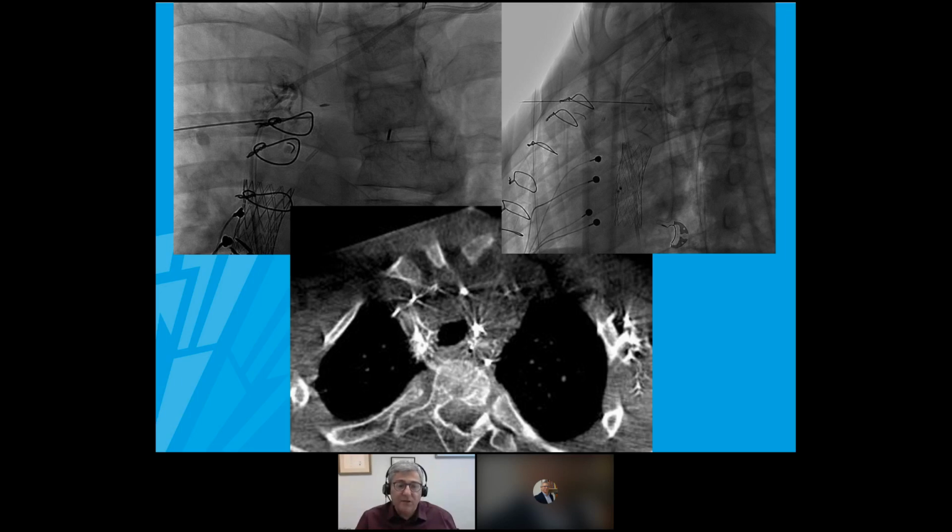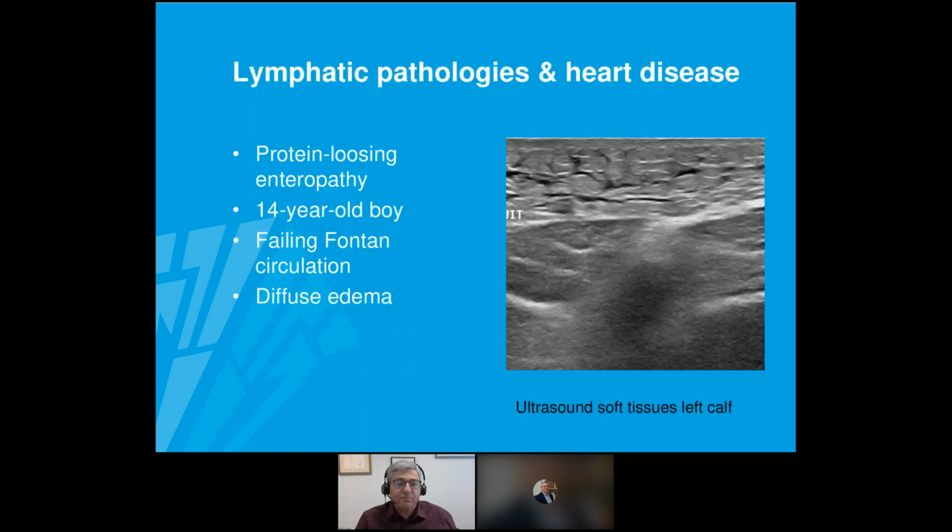Lipiodol and ambucrylate, really to occlude these extravasation of lymph material from the thoracic duct into the bronchial tree.